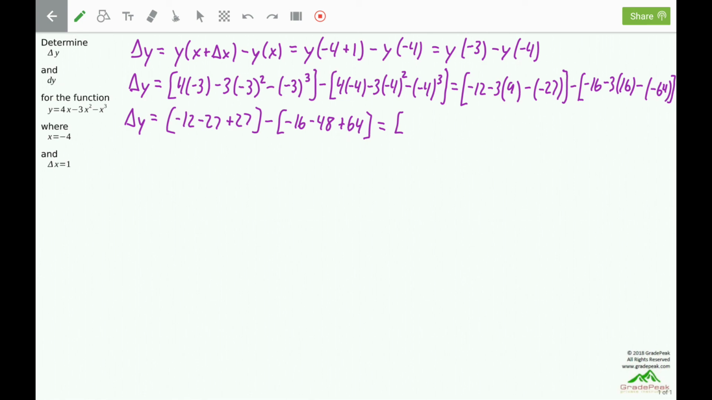In the first square brackets, the negative 27 and the positive 27 can cancel out. So it comes out to negative 12 minus, in the second square brackets, negative 16 minus 48 is negative 64, and then plus a 64. So this will be a negative 12 minus negative 64 plus 64 is a 0. The square brackets can be removed. It's negative 12 minus 0, which is coming out to a negative 12.